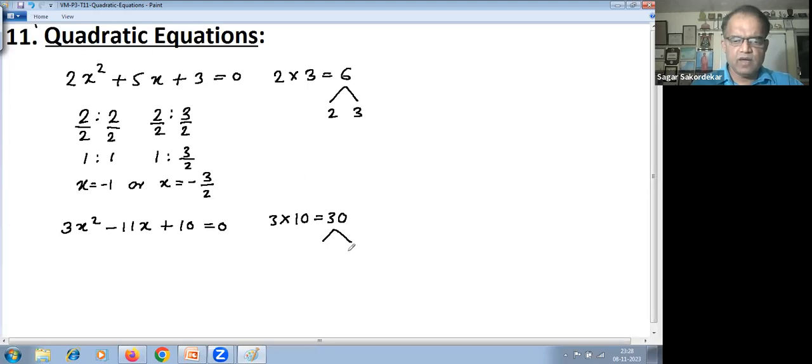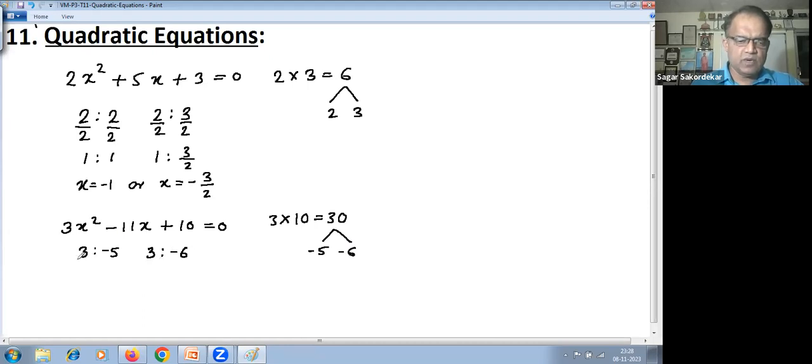So 5 and 6. So product should be positive and sum should be negative. So both should be negative. Minus 5 into minus 6 is plus 30. Minus 5 plus minus 6 is minus 11. Take the coefficient of x square, that is 3. First factor is minus 5. Take the coefficient of x square, that is 3 colon, second factor is minus 6.